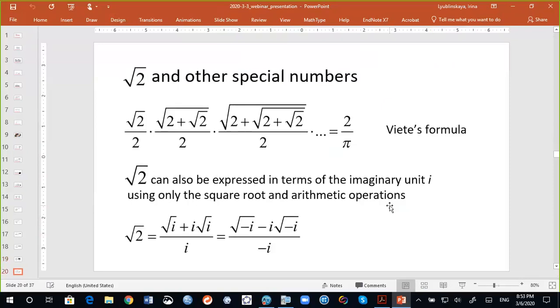Square root of 2 is closely related to other special numbers. As you see, the Euler formula here relates square root of 2 with pi, and square root of 2 can also be expressed in terms of the imaginary unit i, which is our next guest.